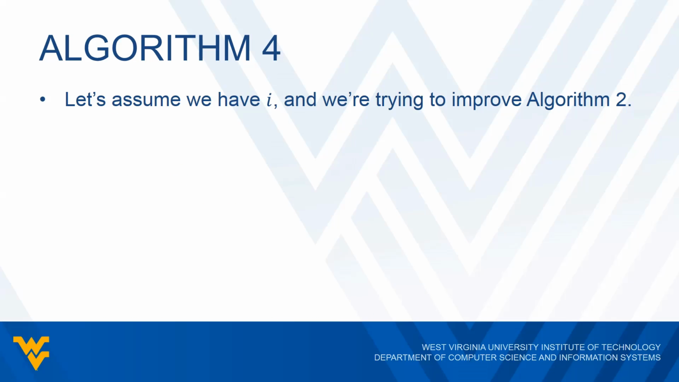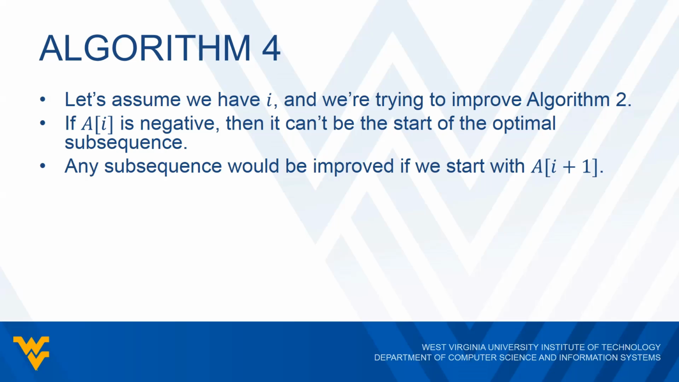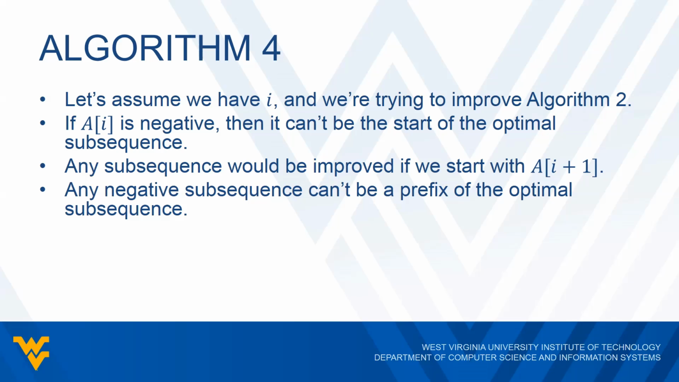Let's just assume that we have i in the algorithm, and maybe we're trying to improve algorithm 2. What we're trying to say is if A_i is negative, there's no way it can be the start of the optimal subsequence, because we can always find a better subsequence if we start with A_(i+1) instead of A_i. In fact, any negative subsequence, not just a single element, cannot be the prefix or the starting point of the optimal subsequence.